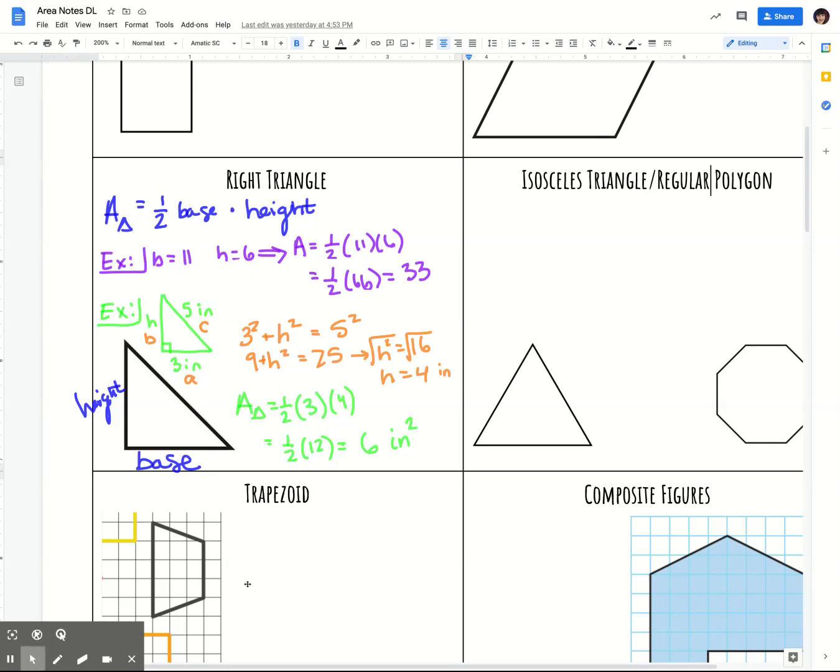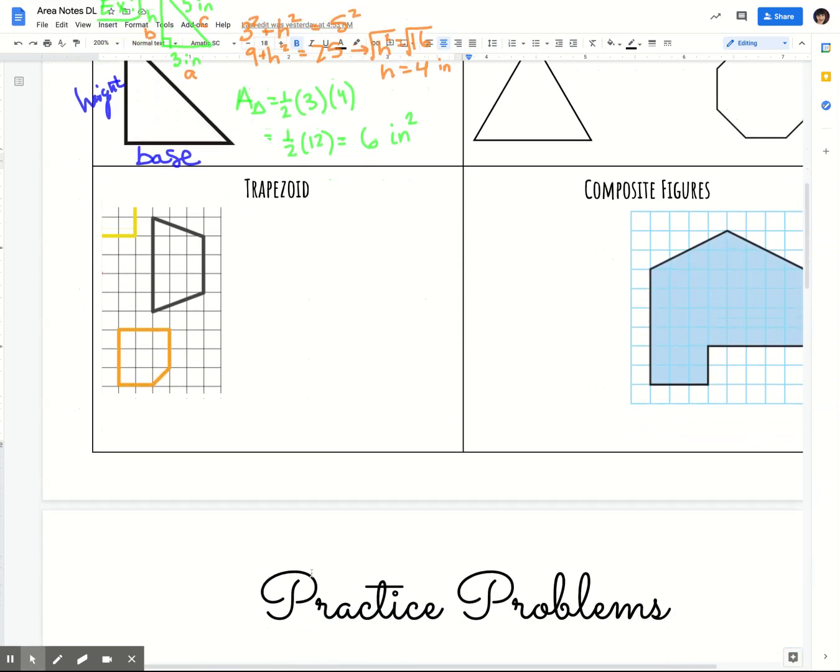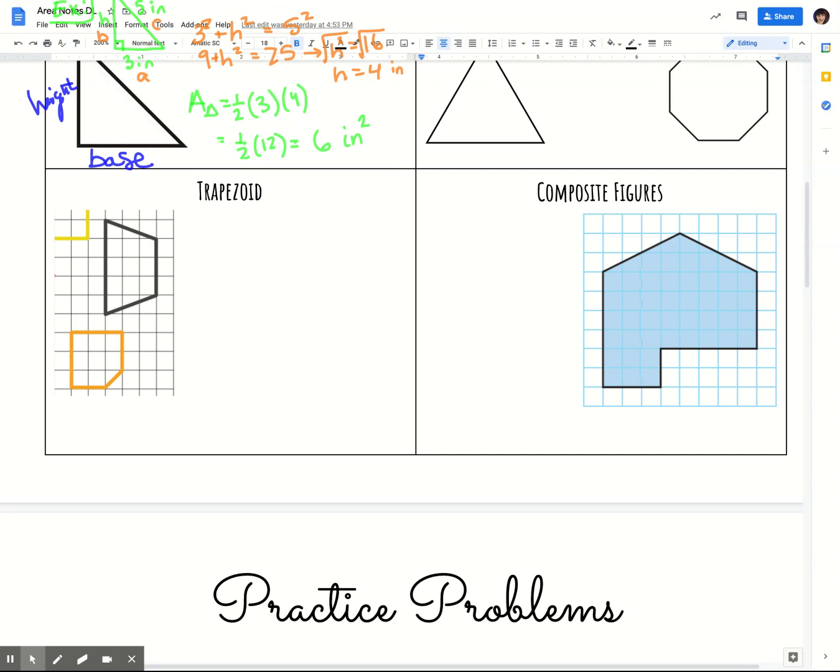So I'm going to scroll down here and we're going to look at the trapezoid and then composite or irregular figures. Okay. So for a trapezoid, very, very similar to a triangle. It almost looks like a triangle with its head cut off. Right? So the formula to find its area is very similar to what you're used to here. This trapezoid is kind of on its side, okay?